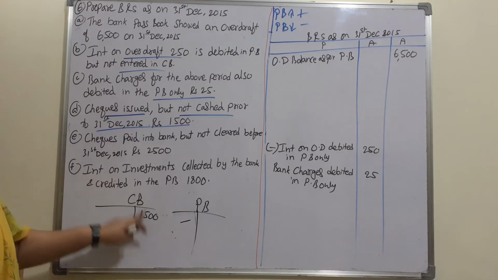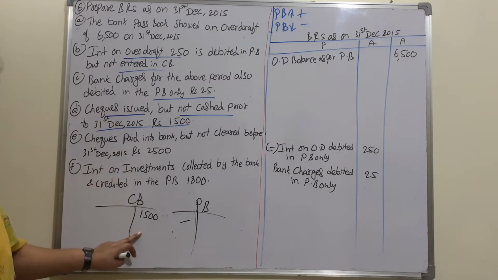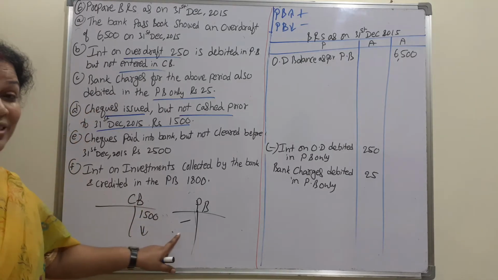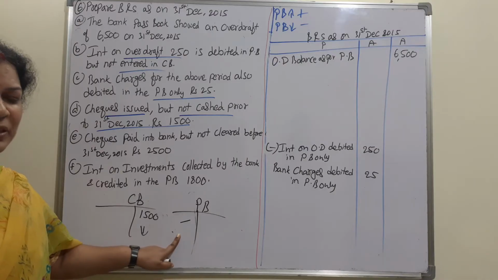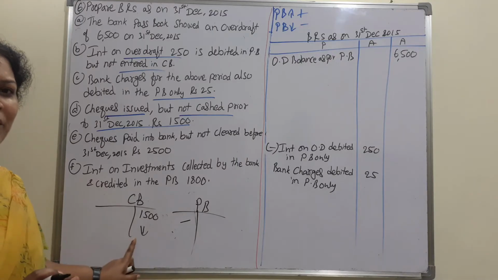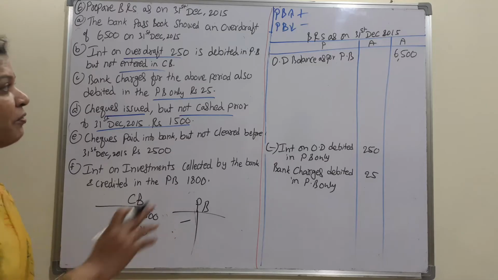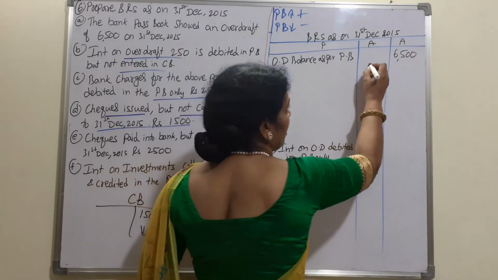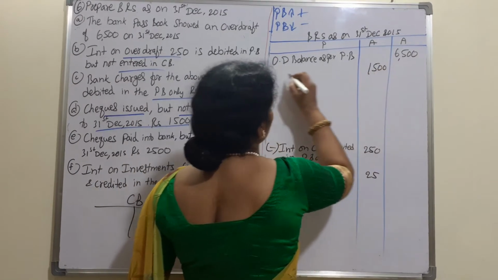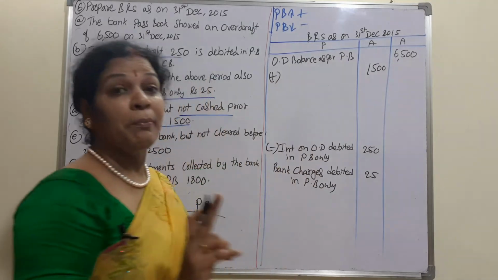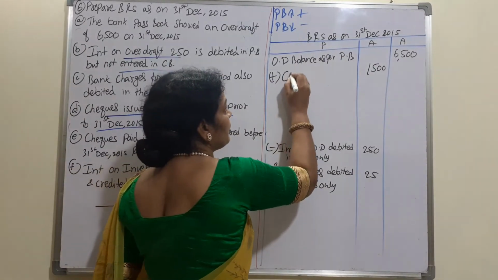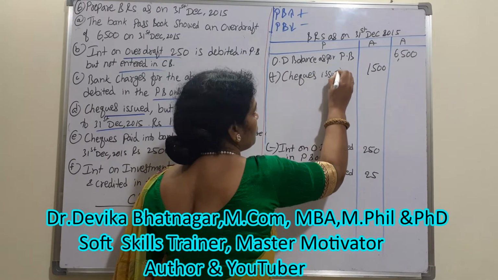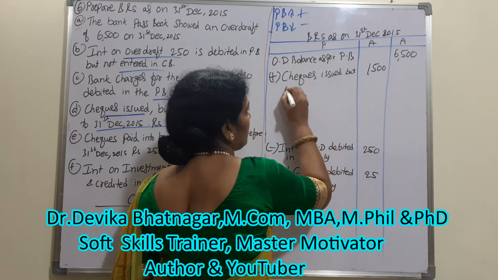When we are issuing a check, we'll write it in the cash book credit side. Credit side means cash book value is decreasing. This is not presented for payment, so passbook has no difference. Compared to cash book, passbook is increasing. When passbook increases, we have to add. How much? 1500. 1500 will add. So what do we say? Add checks issued but not presented for payment.